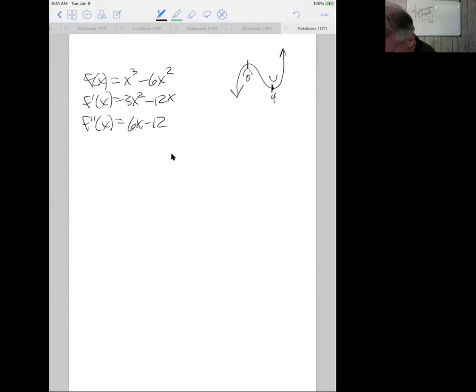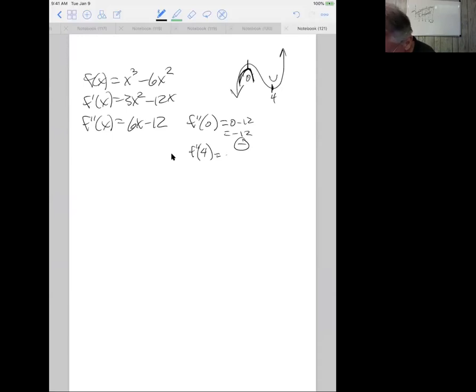So we plug in 0, f double prime at 0 gives us 0 minus 12, which is minus 12. That's negative. That means it's concave down here. And f double prime at 4, you plug in the critical point, and that's the second derivative test, but you can use any point over in that region and it'll work.